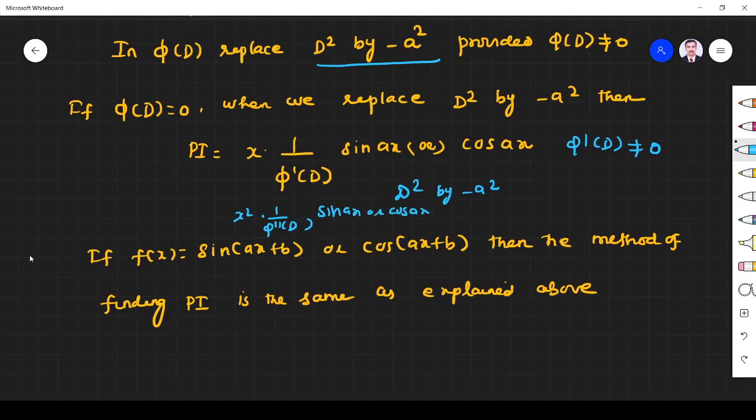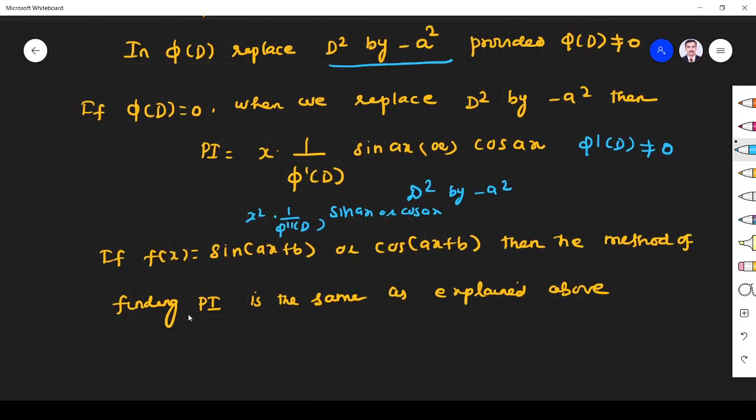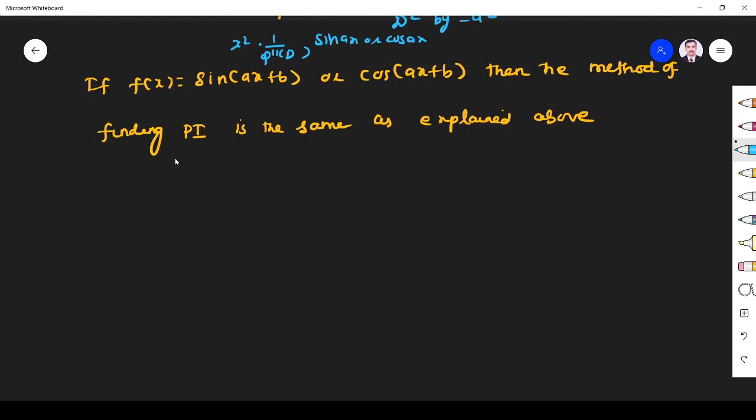Suppose instead of sin ax, we have sin of (ax plus b) or cos of (ax plus b) format, then we have to follow the same procedure, right? So I hope you understand this. Otherwise, if I solve the problem, you will clearly understand everything. Let us solve this problem.